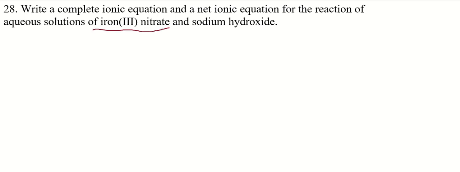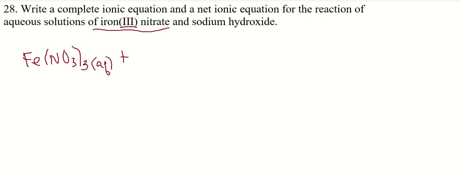Iron 3 nitrate. So iron is Fe, and this transition metal is going to have a 3 positive charge. That's given for us. Nitrate is NO3 with a 1 negative charge. So 1 negative and 3 positive. We're going to crisscross those charges to get the formula. That's why I use the parentheses here, so I can get multiple polyatomic ions, and let's put AQ to indicate that it's dissolved in solution.